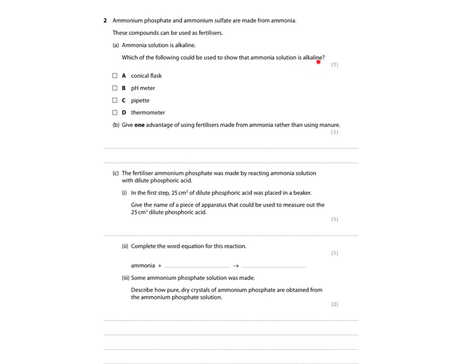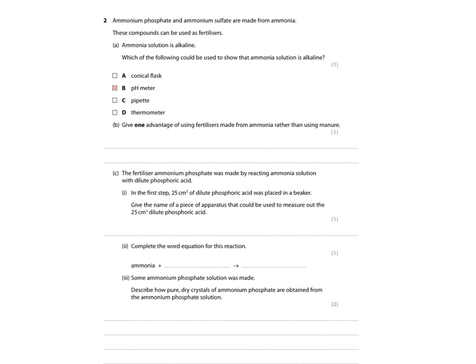So something which tells you whether something is alkaline or acidic is a pH meter. A pH meter tells you how acidic or alkaline something is. If it has a pH of between 0 to 7, or less than 7, it's acidic, and higher than 7, it's alkaline. A conical flask is just a piece of glassware used to put liquid in. A pipette is a piece of glass or plasticware used to measure out liquids, and a thermometer is used to measure temperature.